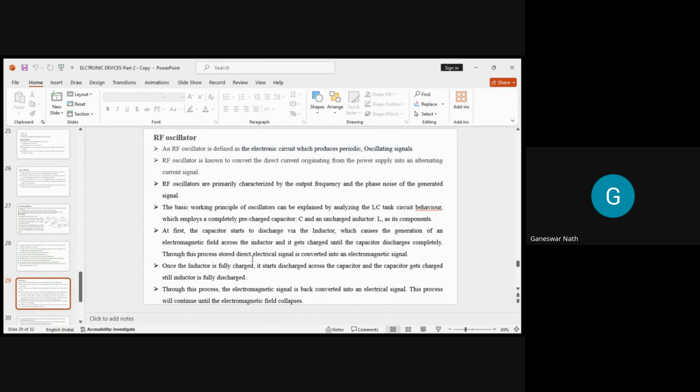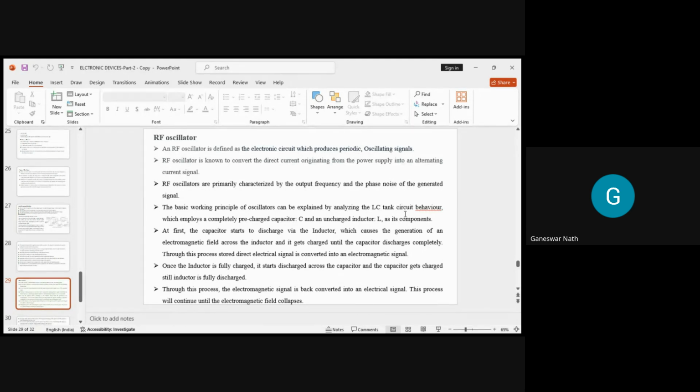Okay, this radio frequency oscillator is defined as an electronic circuit which produces a periodic oscillating signal. The RF oscillator is known to convert the direct current originating from the power supply into an alternating current signal. RF oscillators are also primarily characterized by the output frequency and the phase noise of the generated signal. The basic working principle of the oscillator can be explained by the simple concept of LC circuit or tank circuit behavior.